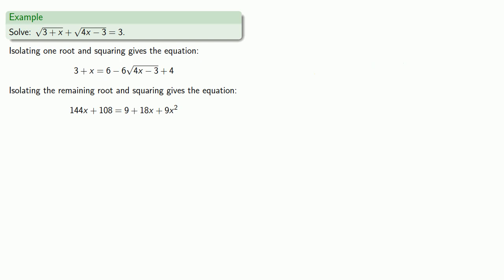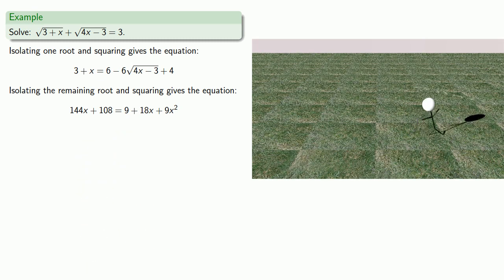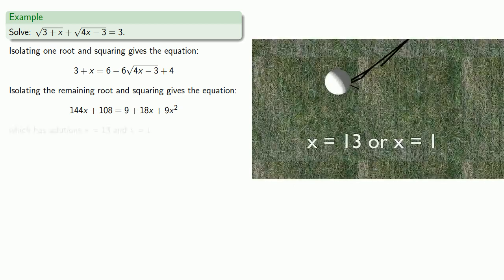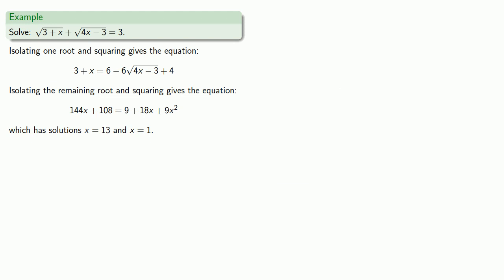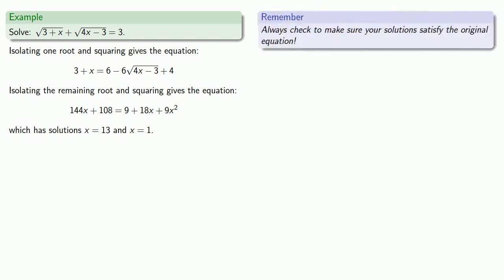Now we have a quadratic equation, so solve this by using your favorite method. Maybe your favorite method is having the solutions fall out of the sky and hit you on the head, but a slightly less hazardous approach can use things like completing the square or the quadratic formula. Again, the important thing to do with any sort of root equation is to always check to make sure your solutions satisfy the original equation. When we do that, we find that x equals 1 is a solution, but x equals 13 is an extraneous solution.